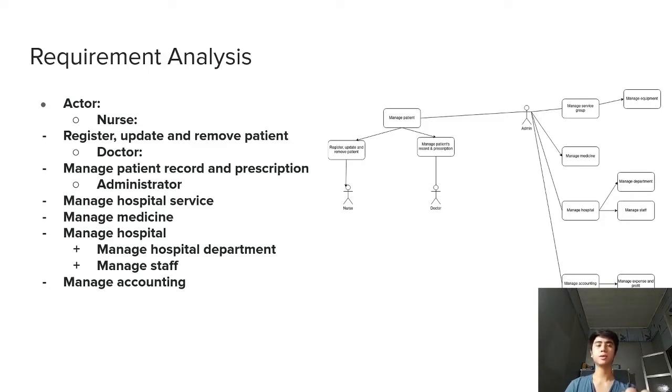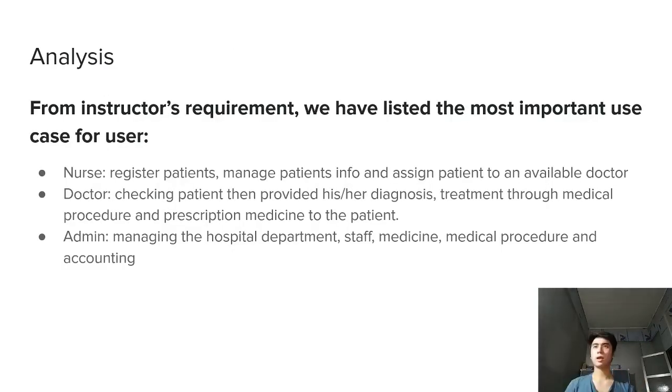Okay, let's start on our analysis. From the requirements, here we list the most important use cases for each user, as shown in the use case diagram in the requirement analysis. As a nurse, I should register patients, manage patient info, and also assign patients to an available doctor. There will be a list of doctors, and the nurse has to check if that doctor is available or not, so she can assign the patient to that doctor.